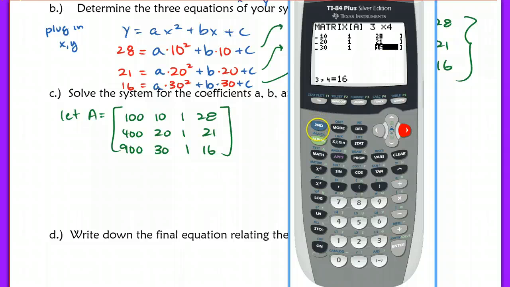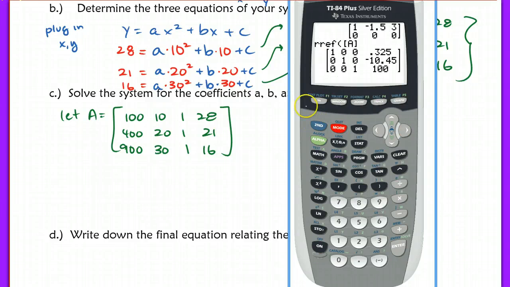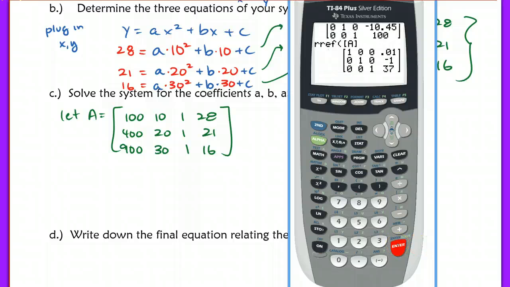So now when I go to my home screen and I hit second quit, I'm going to hit second matrix and RREF. Instead of hitting second matrix and finding it all, I'm just going to hit second entry and call up the last thing, and because I've edited A, I won't get the same numbers as last time, but I get this system here.